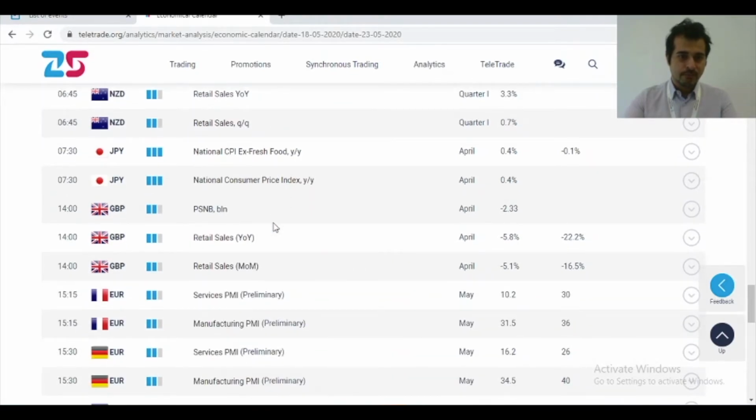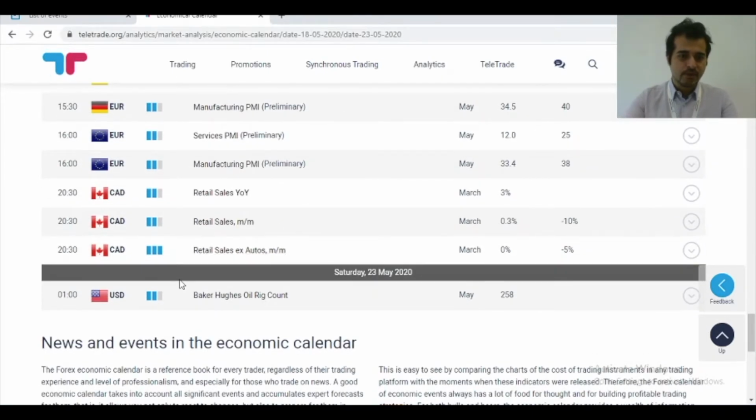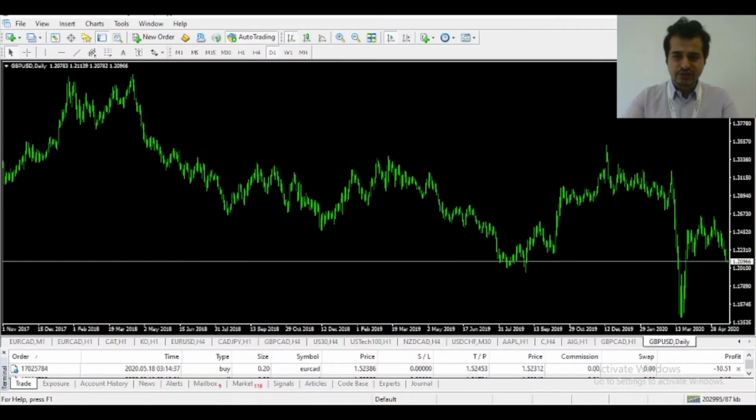So this will be market moving data that will actually be driving the pairs. And we have got retail sales coming from Canada, which will also be picking up the volatility. Now, looking at the current price action and the structure, let's get started first with the pound.